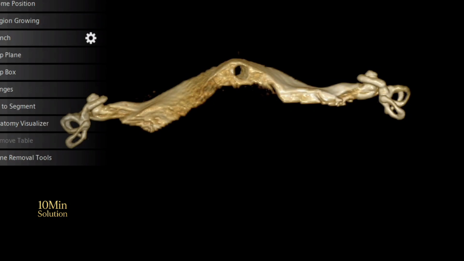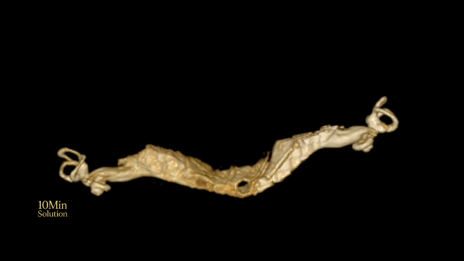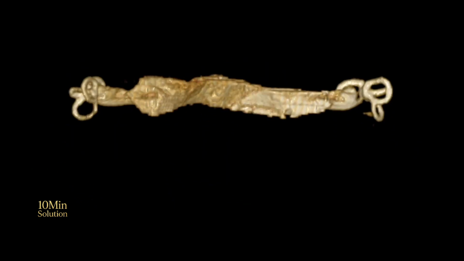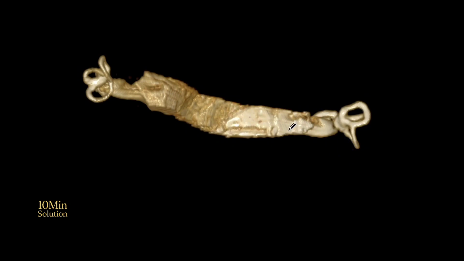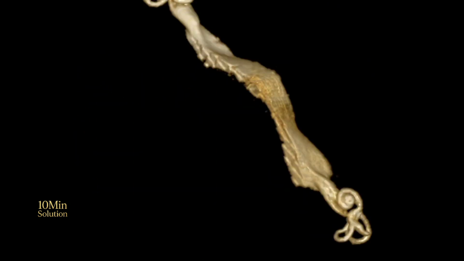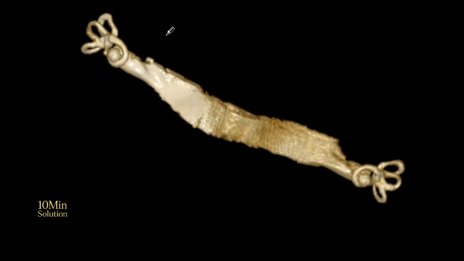3D volume rendering. 3D reconstruction enhances visualization further. Volume rendering techniques are applied. Inner ear structures become more distinguishable. It is especially helpful for surgical planning, such as cochlear implantation. Both radiologists and surgeons benefit from this view.